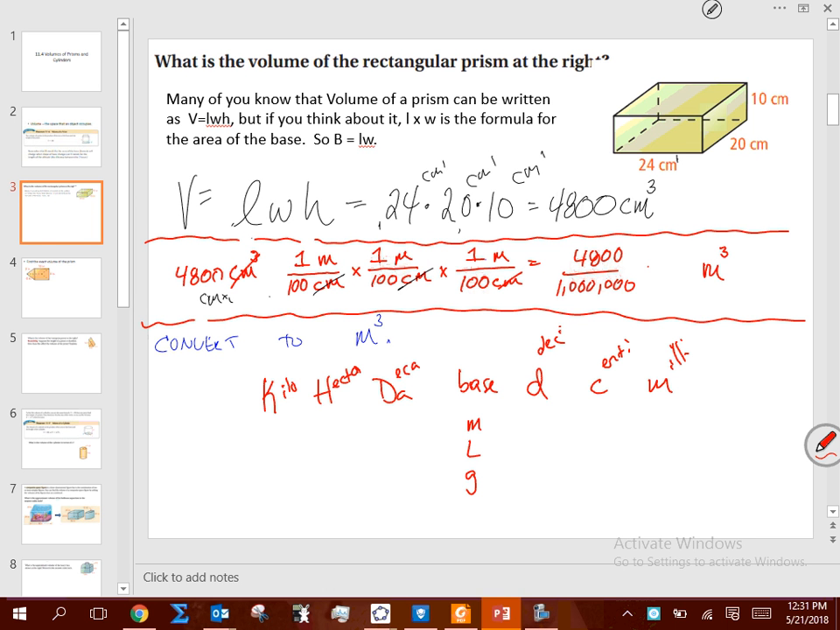Okay. So I need to divide that 4,800 by a million, which tells me then, if I'm going to divide by a million, there's 6 zeros, correct? So it tells me that I need to move my decimal place from right there to the left 6 units. So it becomes 0.004800 cubic meters. Is that okay? Okay.